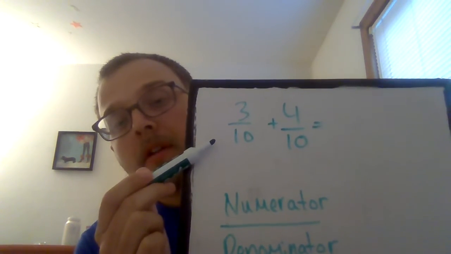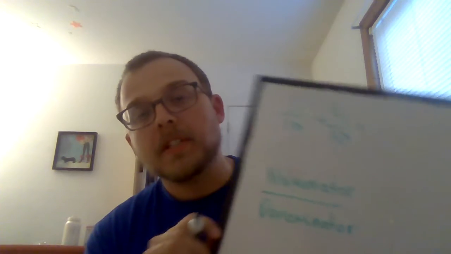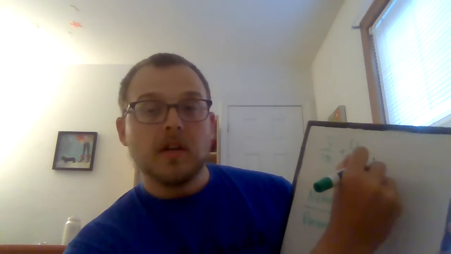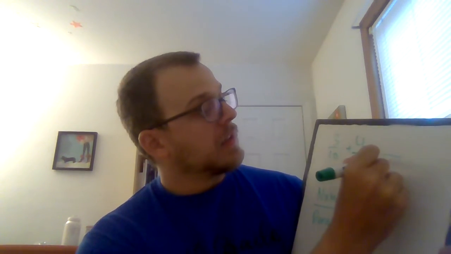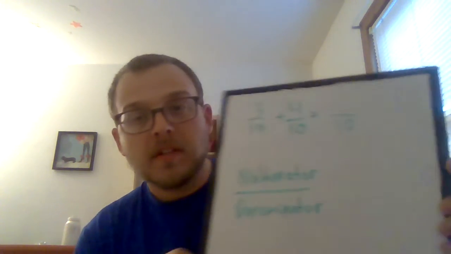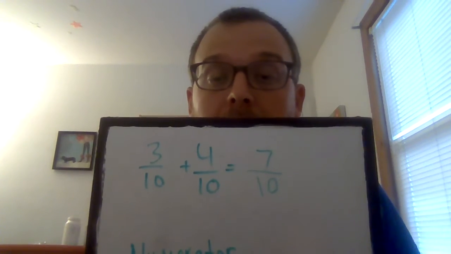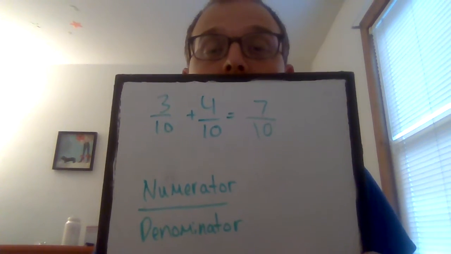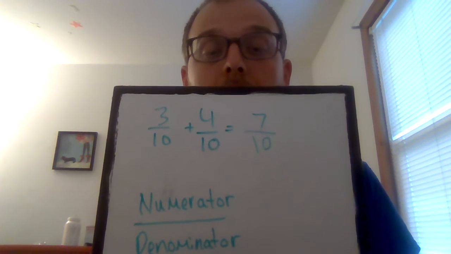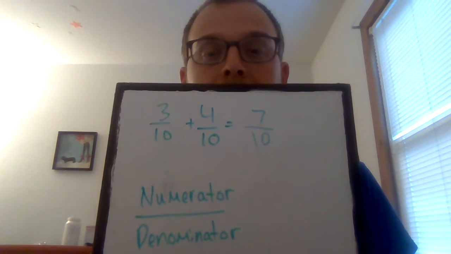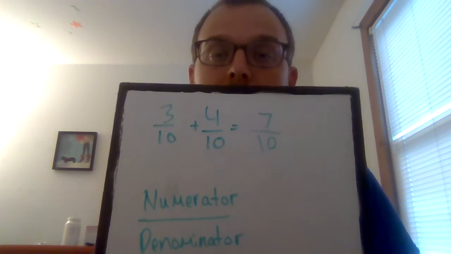Now, when we do 3/10 plus 4/10, it's important to know that when adding and subtracting fractions, the denominator, or the bottom number, does not change. It always stays the same. So our denominator is going to stay 10. Now the numerator is the only number that's going to change. And in this case, it's going to be 3 plus 4, which is 7. So your final answer is going to be 7/10. So your denominator stays the same, and your numerator changes.